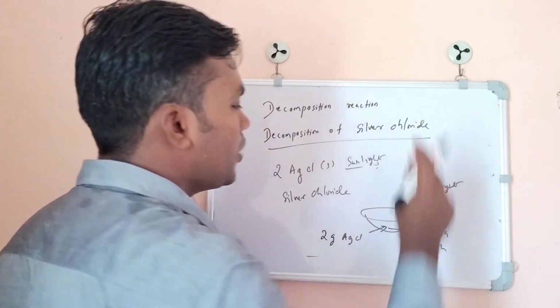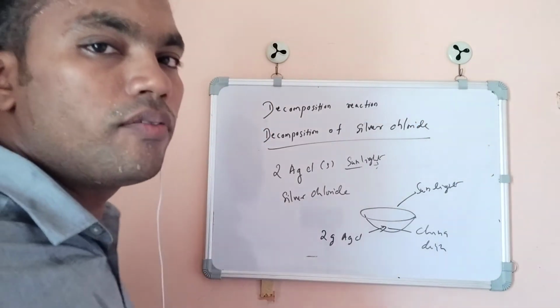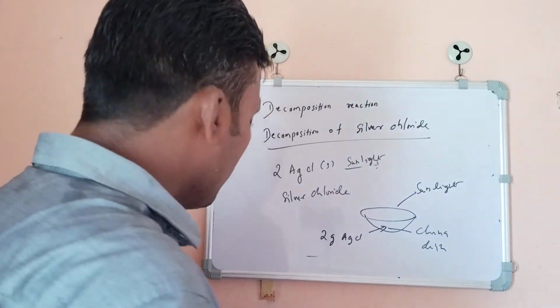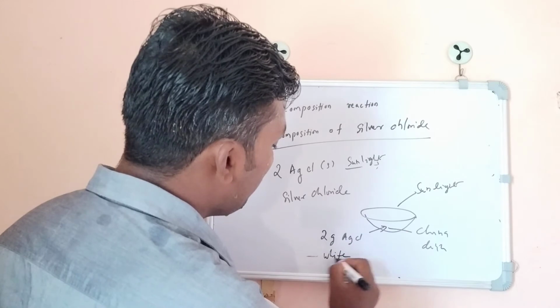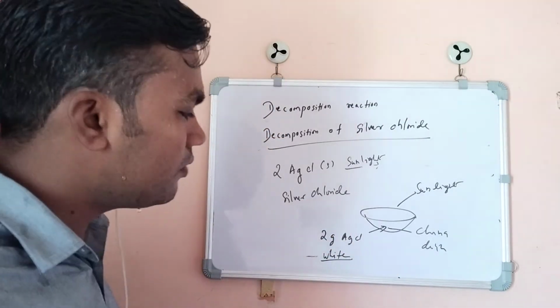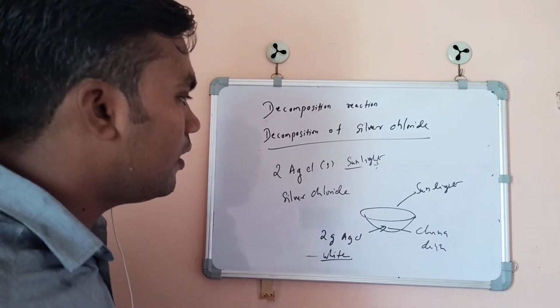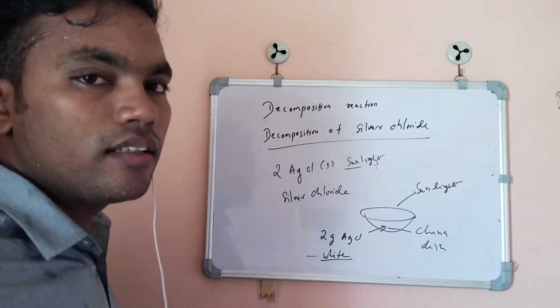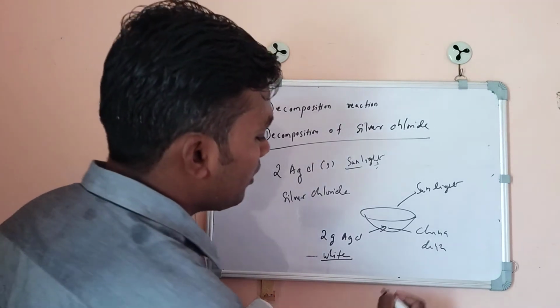You can see the changes after 5 to 10 minutes. The initial color of the reactant, silver chloride, is white. After keeping it in the sunlight, you can see the color change, that means it turns gray.